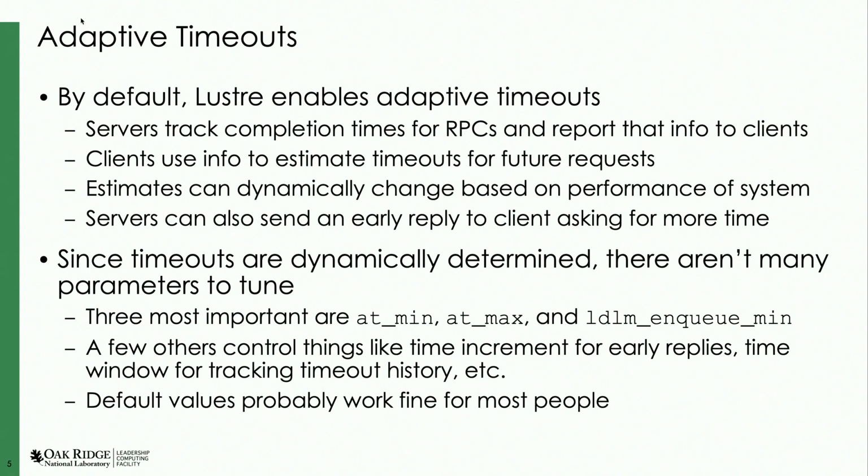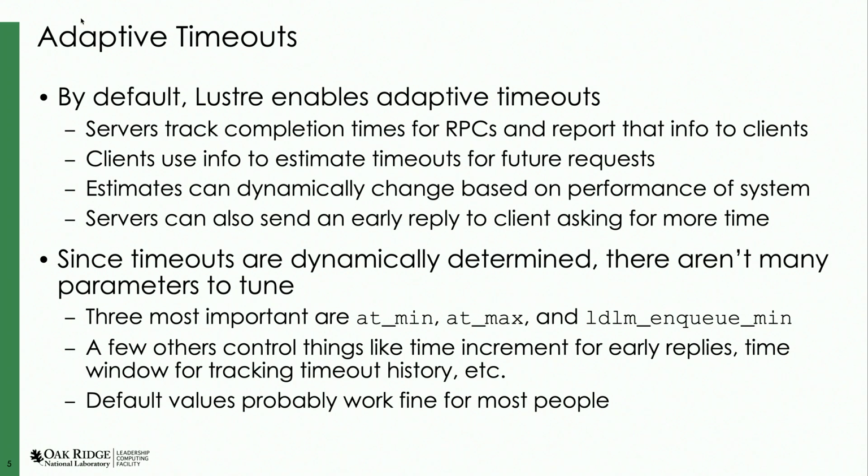So the Lustre servers will update them. And in instances where a server might be getting bogged down and the request is taking longer than normal, there's the ability for servers to send an early reply and basically inform the client that, hey, I know I told you it was probably going to take this long, but it's actually taking longer. Like, don't worry, nothing's wrong. I just need a little more time to get this completed. And then the client can extend the timeout value on the request.